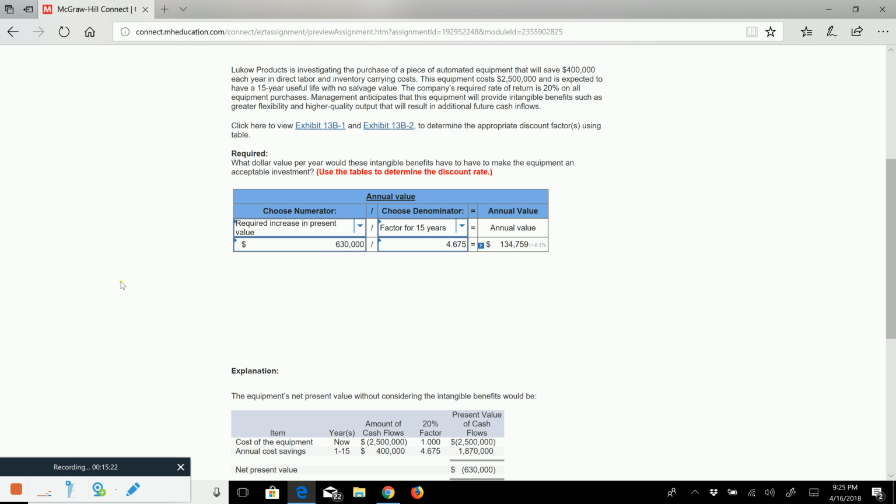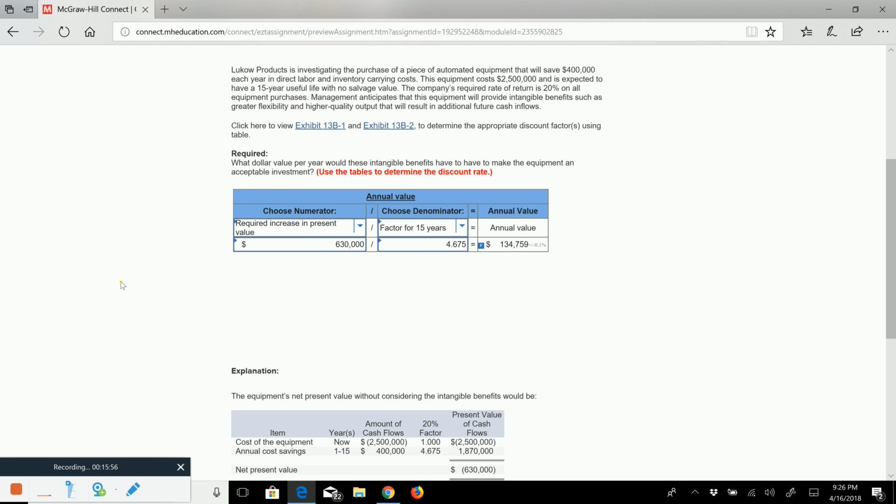If we buy it, it's expected to have a 15-year useful life, but when we're done with it, it's going to be junk. There will be no salvage value. The company's required rate of return, remember, that's the discount rate or the cost of capital. How much would it cost us to borrow money? It's 20% on all equipment purchases. Management anticipates that this equipment will provide intangible benefits, such as greater flexibility and higher quality output that will result in additional future cash inflows.